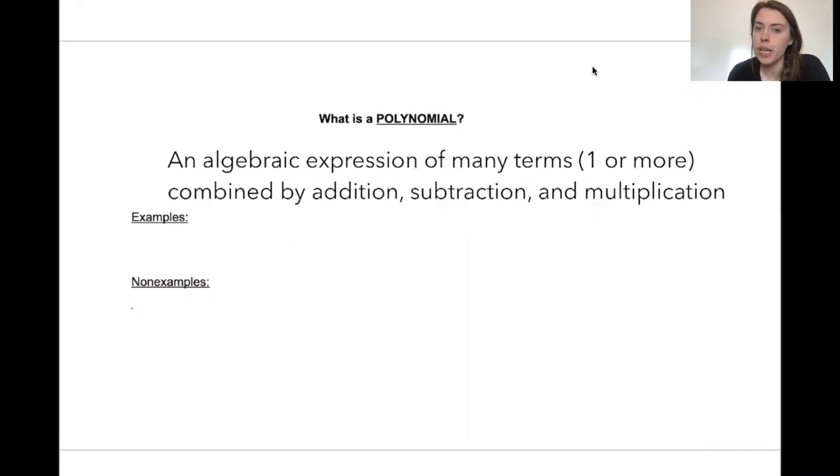So our new unit is chapter 5 and it is all about polynomials, so polynomial patterns. And fun fact, you really have been working with polynomials this whole year, and so now we're just putting names and terms to the things that we've been working with.